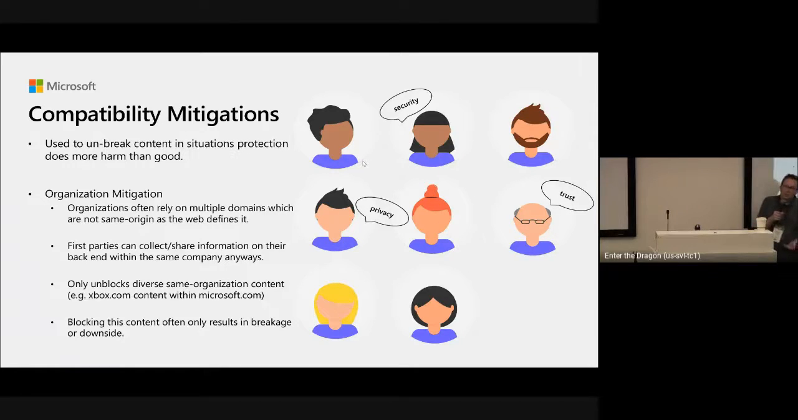So what we said is, hey, that organization still has the ability to track a user or maintain their personal information on the back end. So the downside of blocking that content is login flows break, applications break. There's really just more harm than good. So we allow that content.